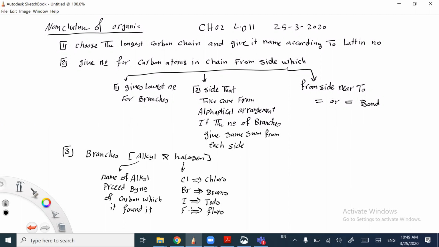Let's look at some common names. Tertiary means that the carbon atoms take the shape of the letter T. Iso means that the carbon atoms take the shape of the letter L.